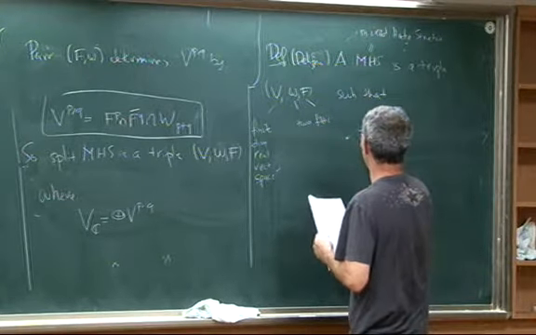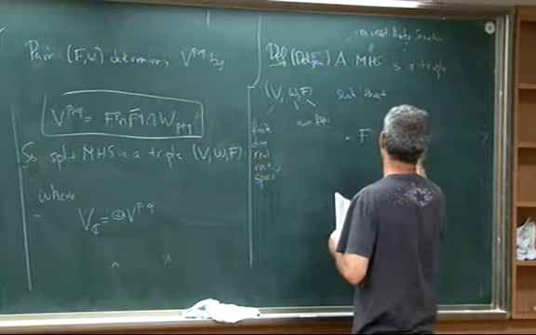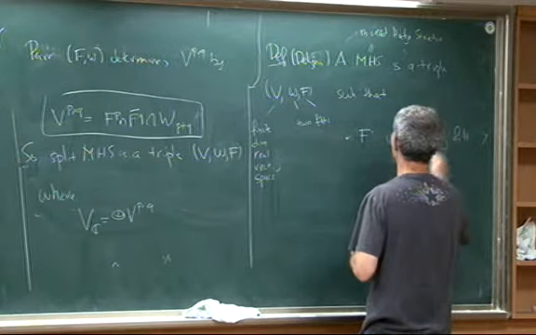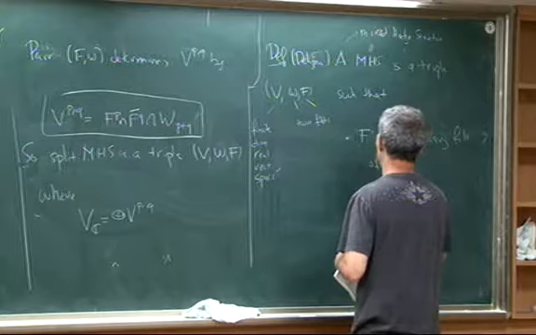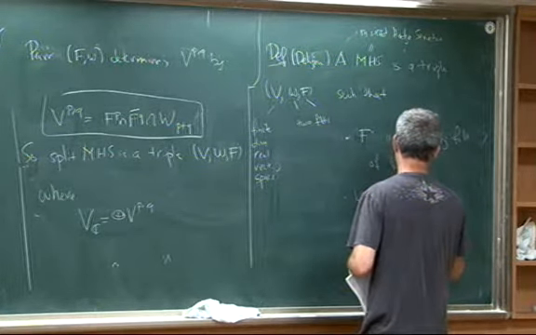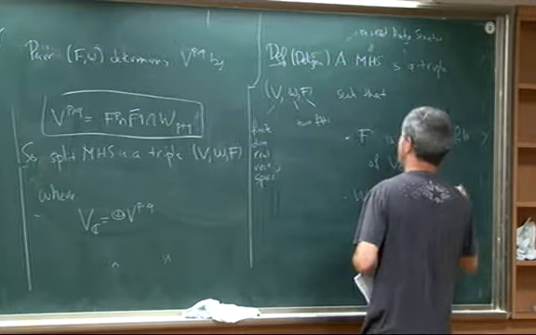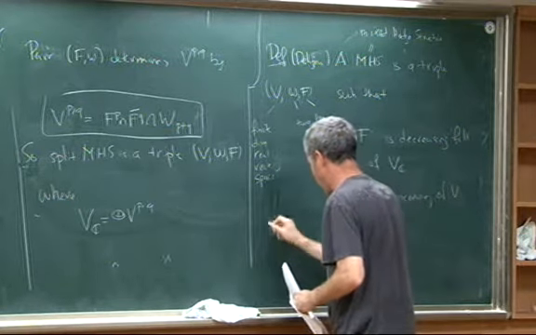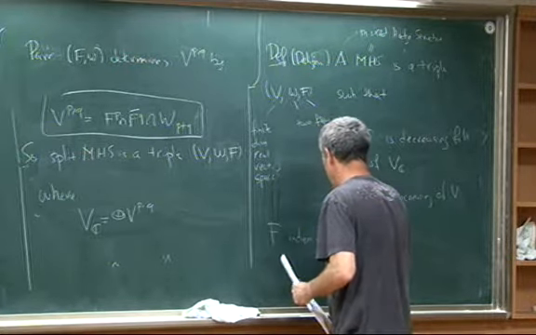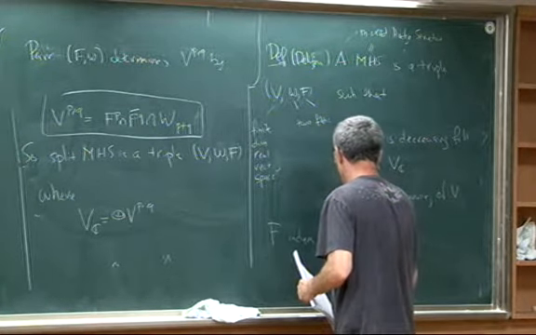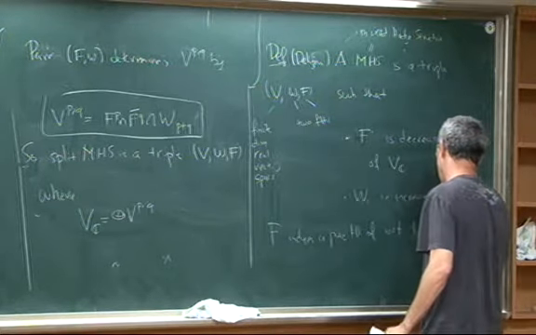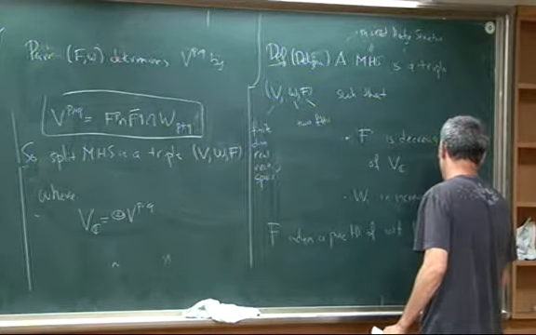F dot is a decreasing filtration of VC. W dot is an increasing filtration of V. And the F dot induces a pure Hodge structure of weight K on Gr W K V.